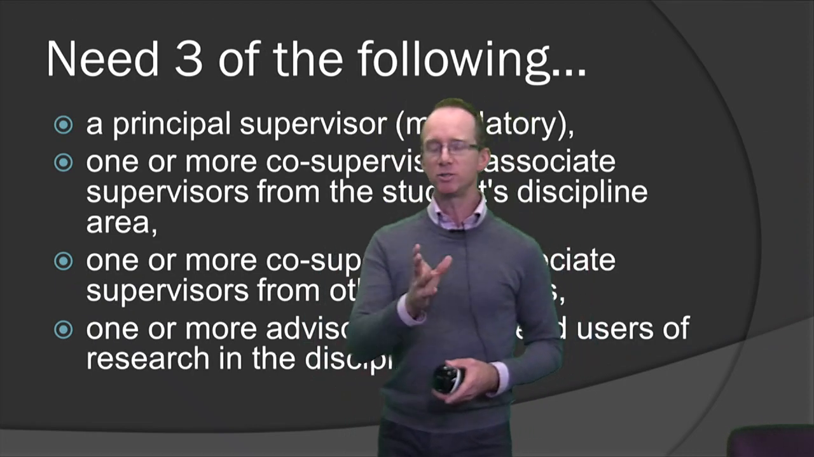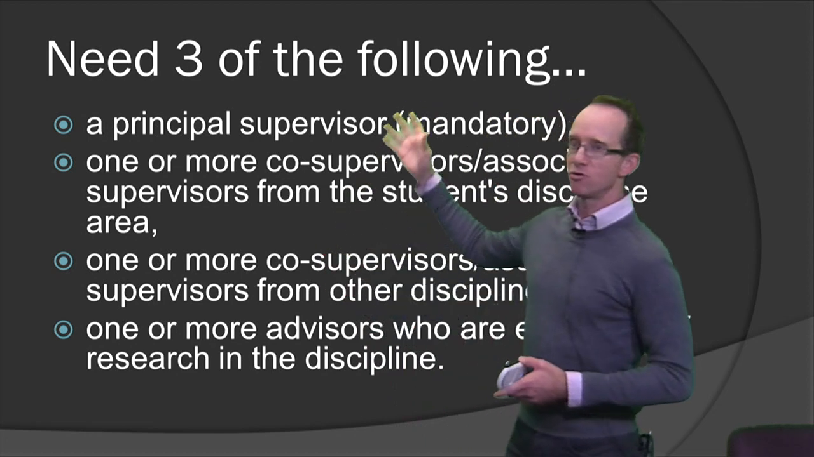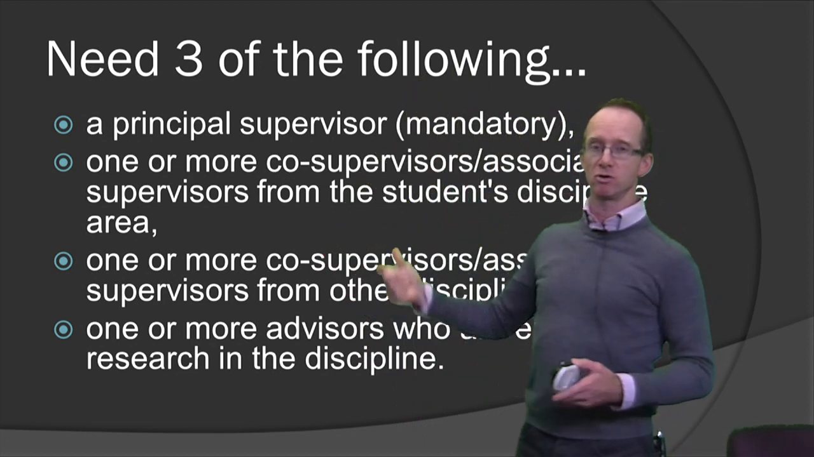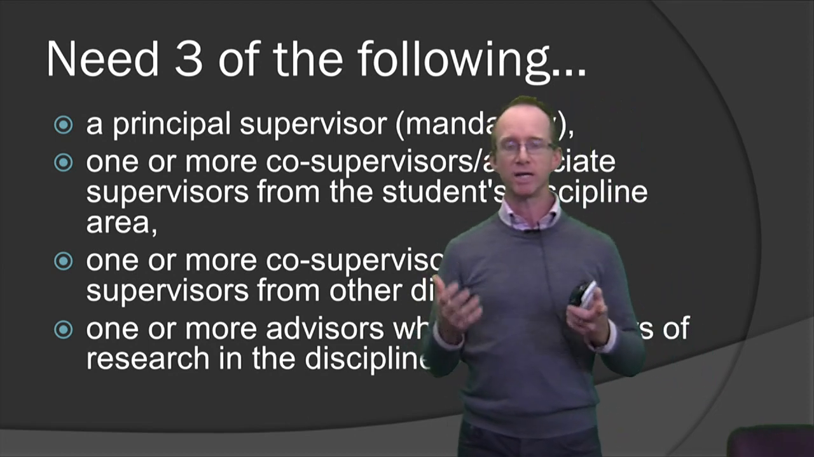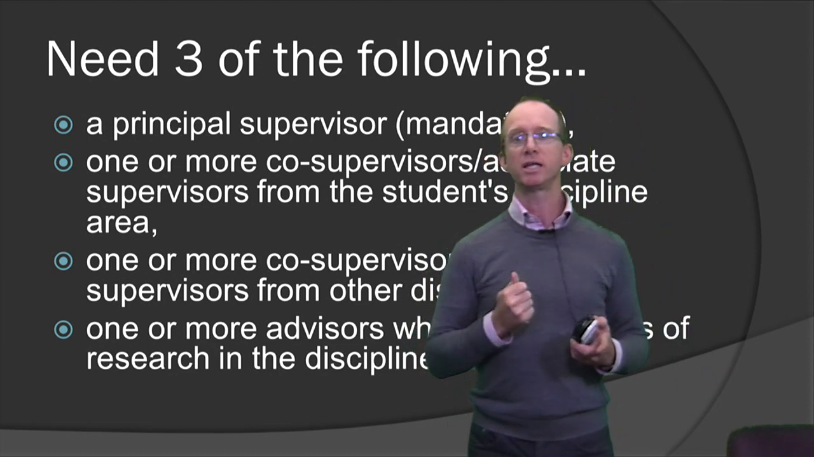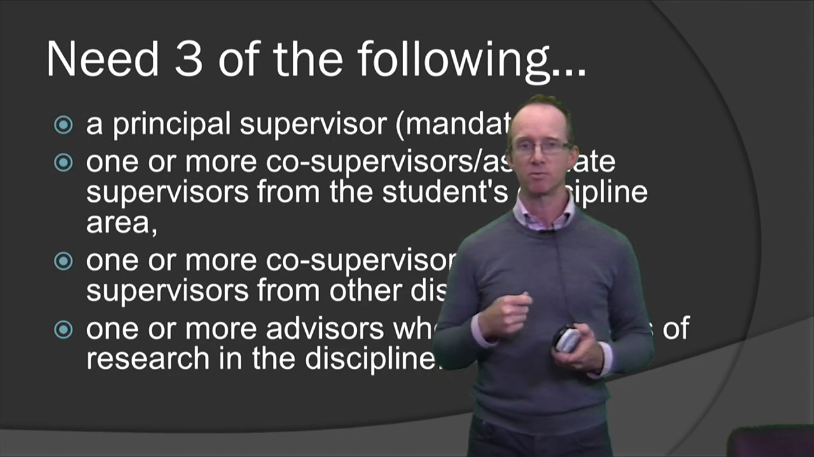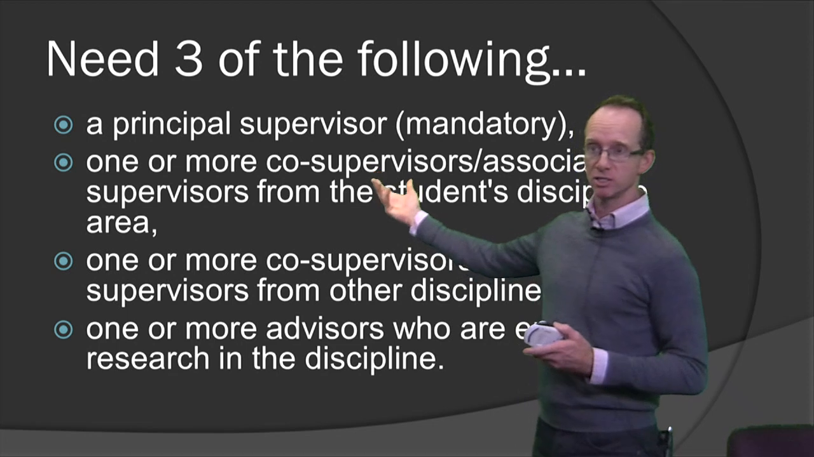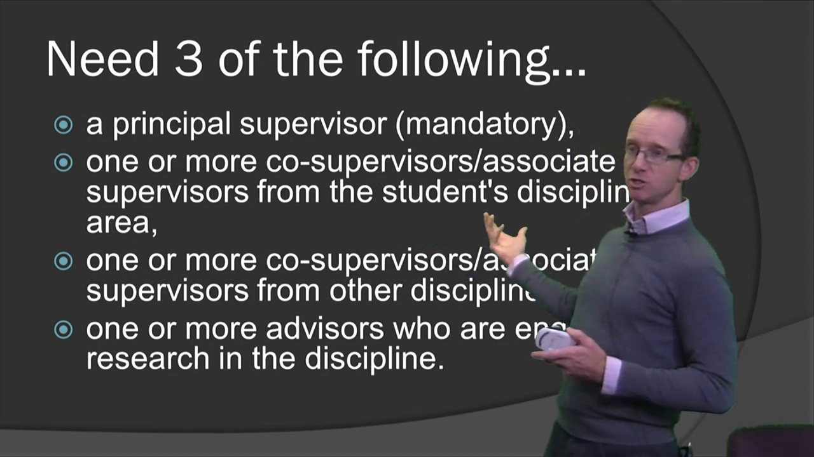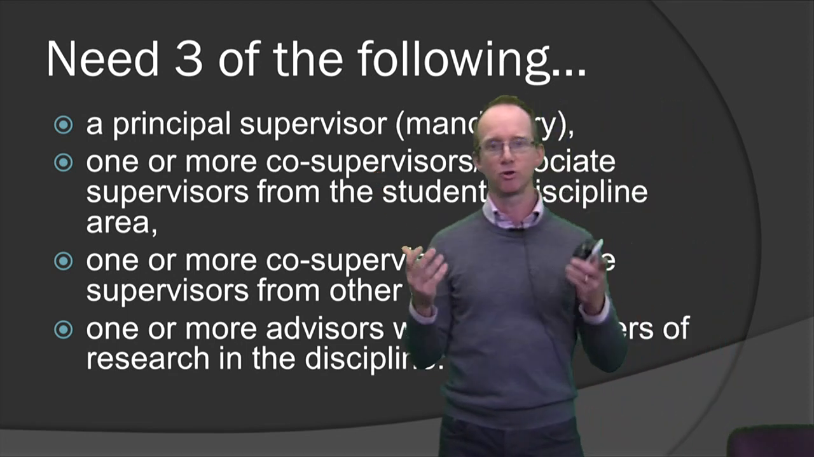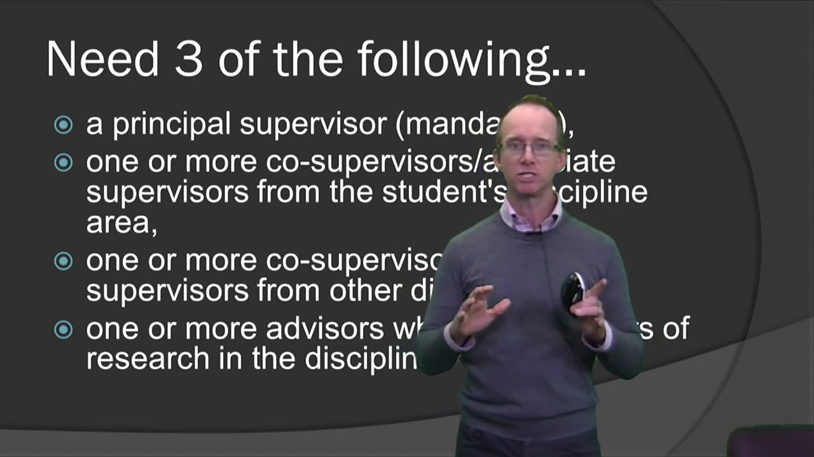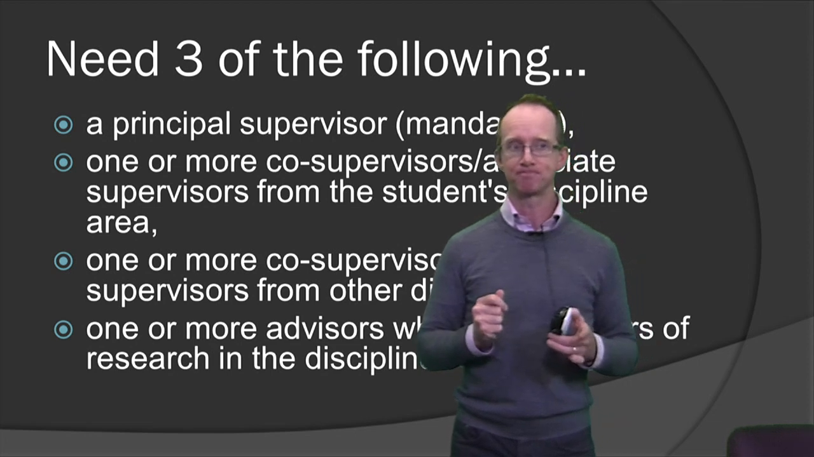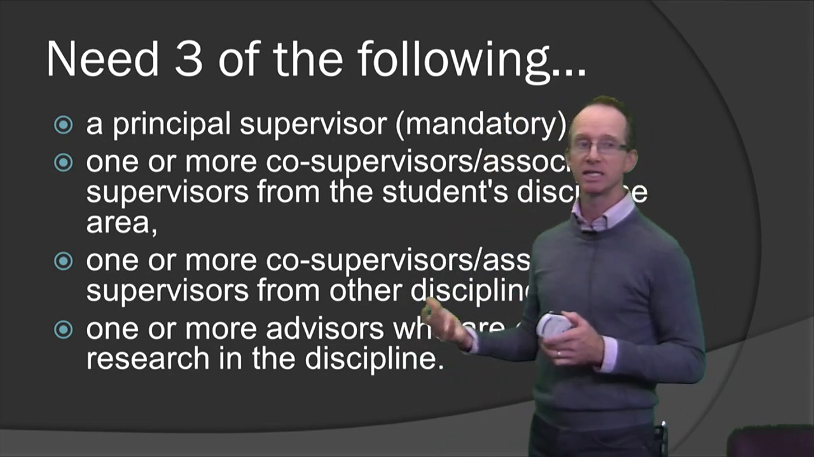Now, a supervision panel needs to be comprised of 3 of the following. You need to have a principal supervisor, and this is mandatory. That's the one person who takes the overall carriage and responsibility for the project and is the lead contact point for the student. You have to have 1 or more co-supervisors or associate supervisors from the student's discipline area. So there should be at least 2 people on the panel who have some reasonable content discipline knowledge. And then you need to have at least someone else.